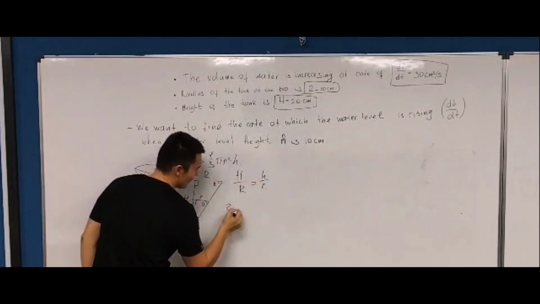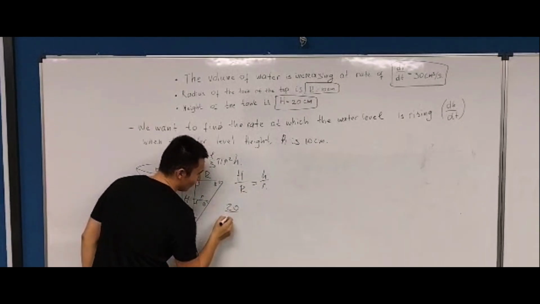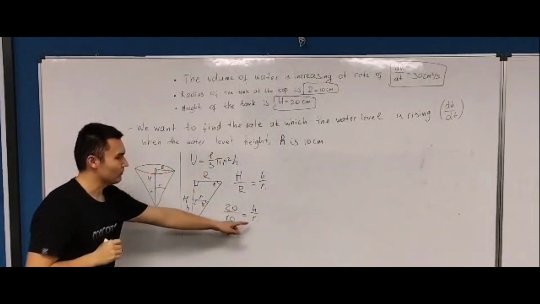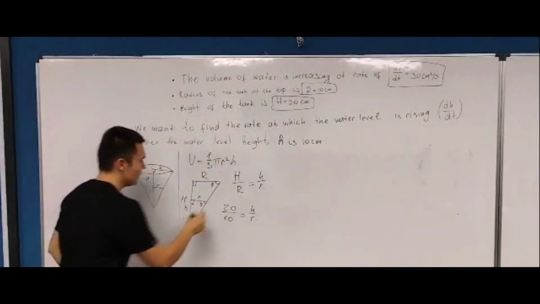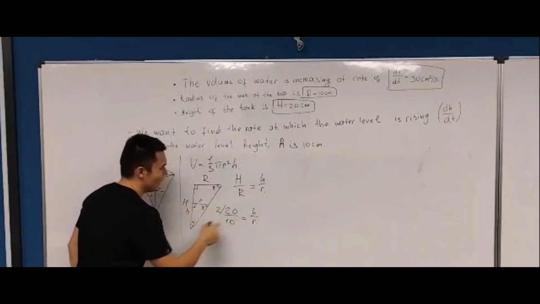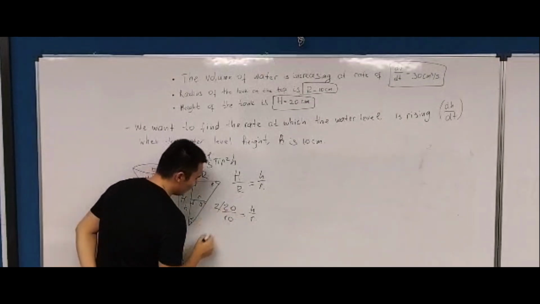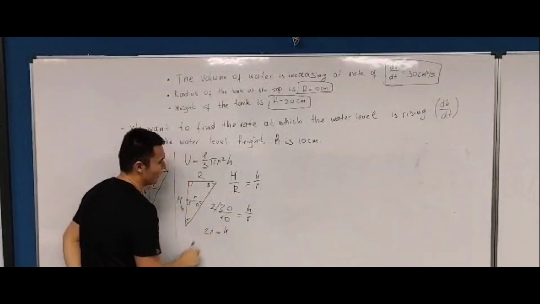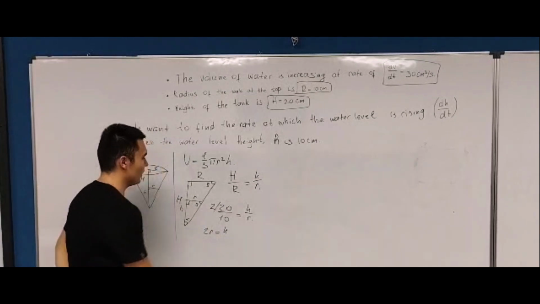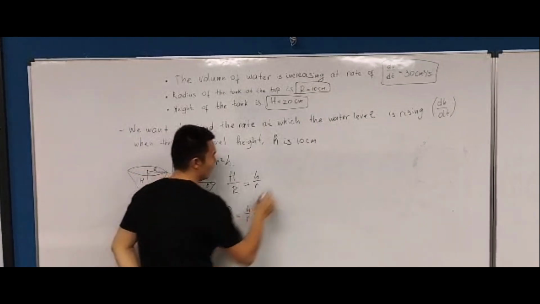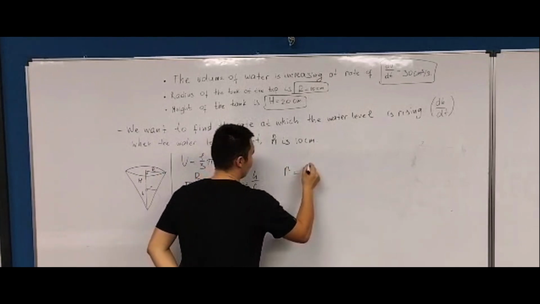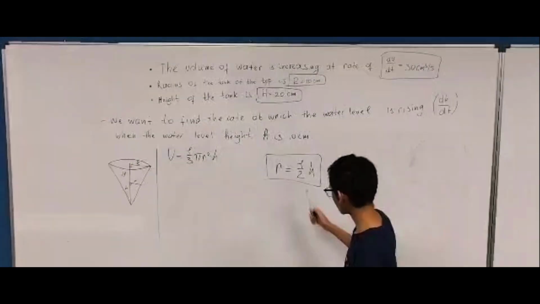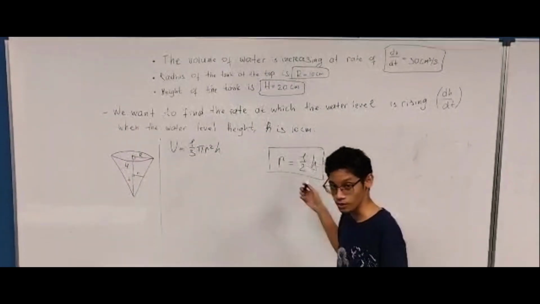So our H is 20, our big R equals 10. Then we have H divided by R, which gives us 2. Then when we multiply 2 by r, we have 2r equals h. But we have to find r, right? So we divide both sides by 2, then we have r equals 1/2 h. Now we have r equals 1/2 h.